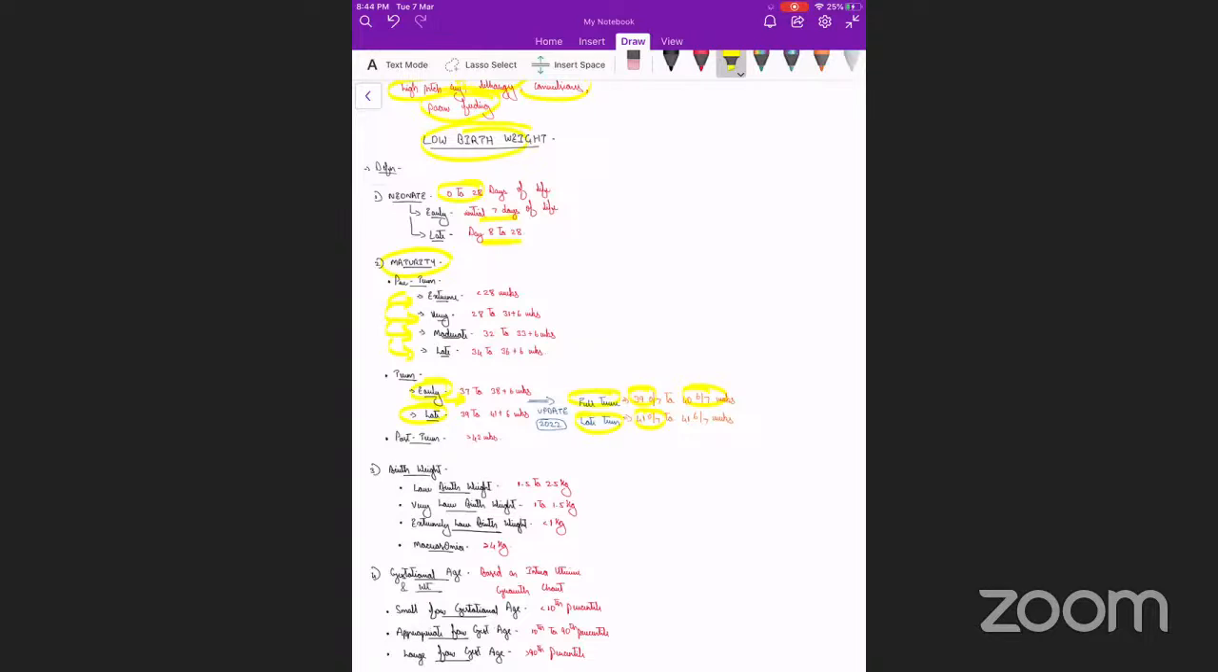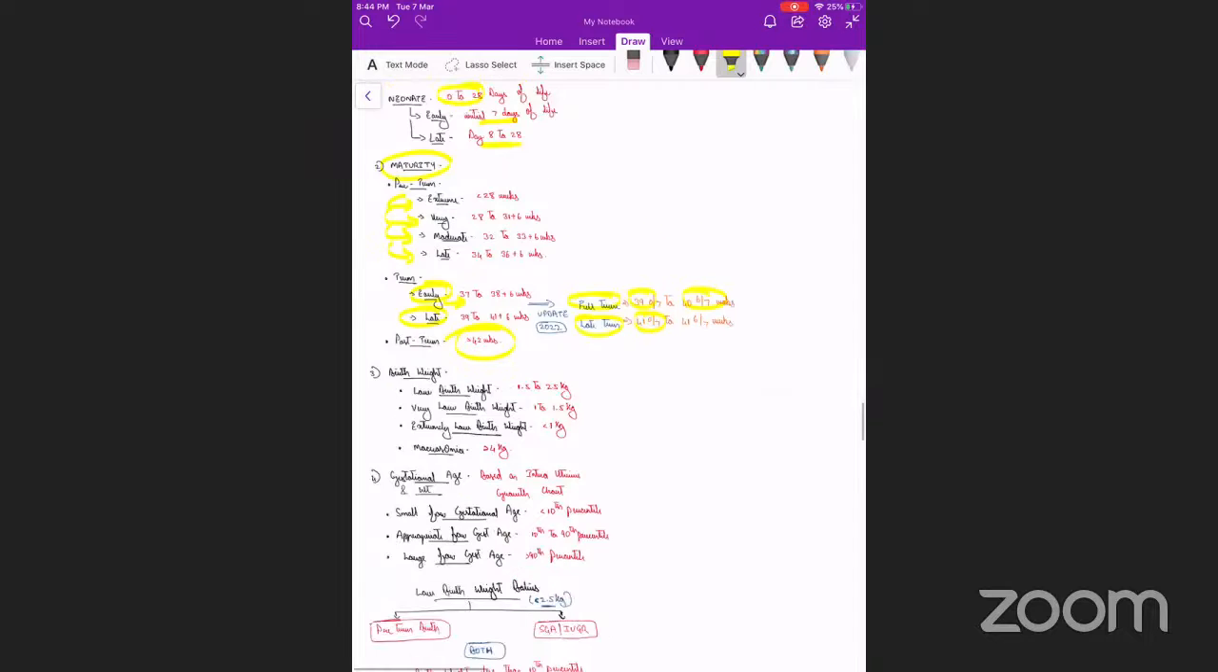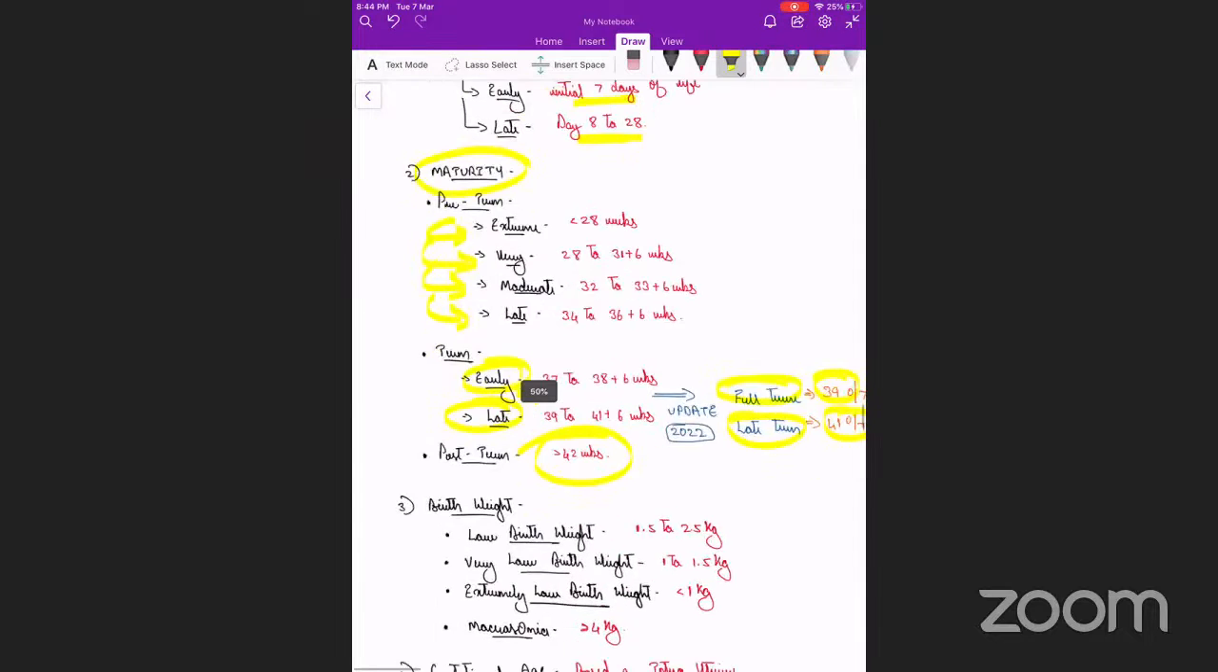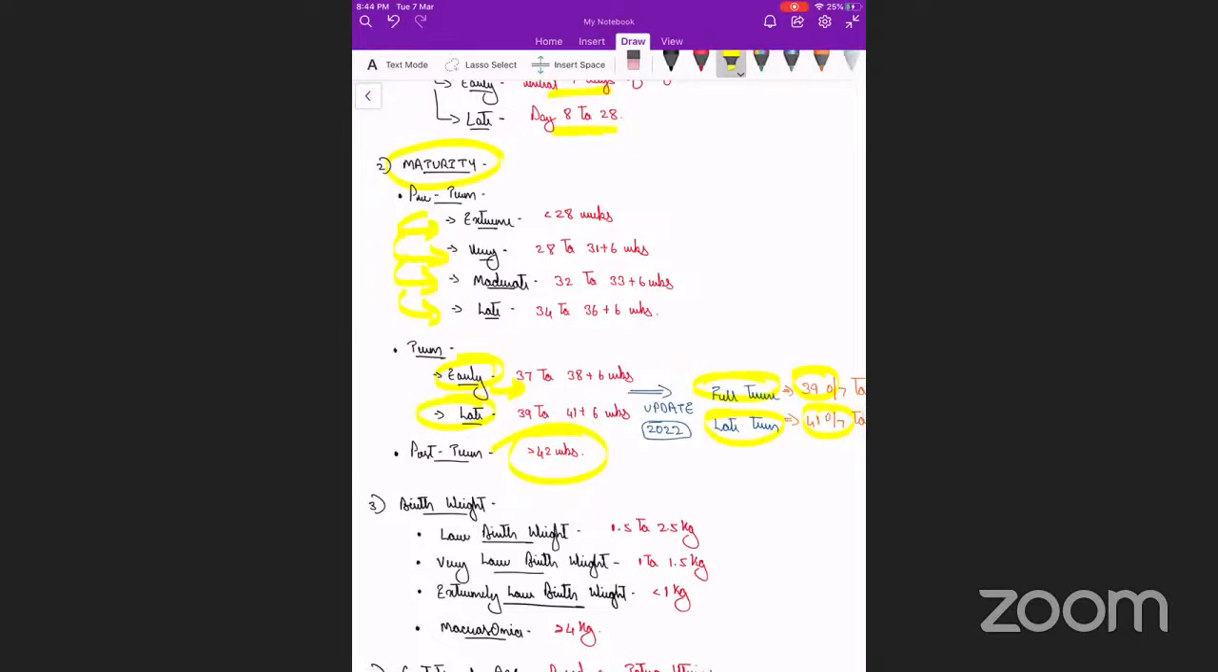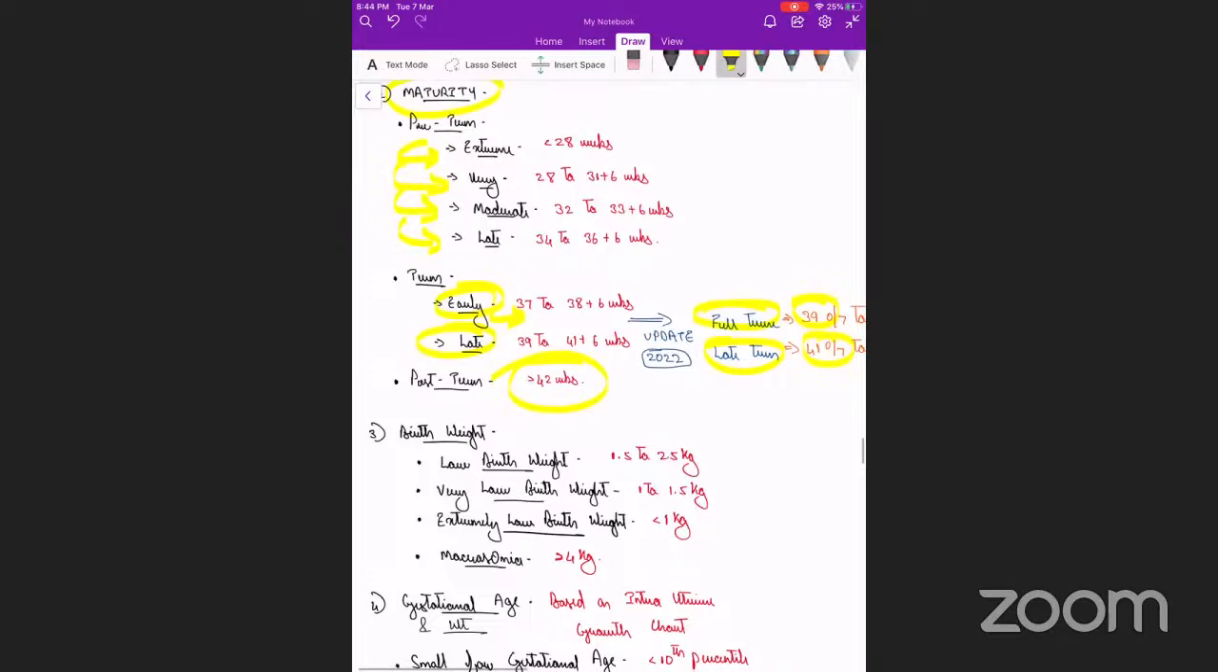Fine. Next is the post-term babies. Post-term babies are more than 42 weeks. Fine. So this is how we classify neonates. One is based on maturity. We have seen preterm, term, and post-term. Second is based on the birth weight.